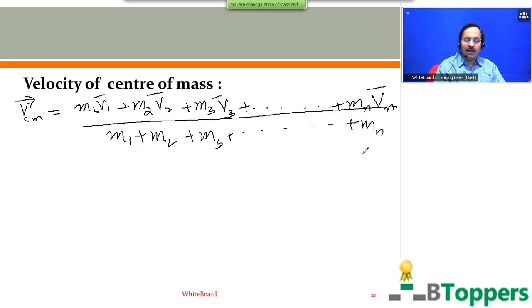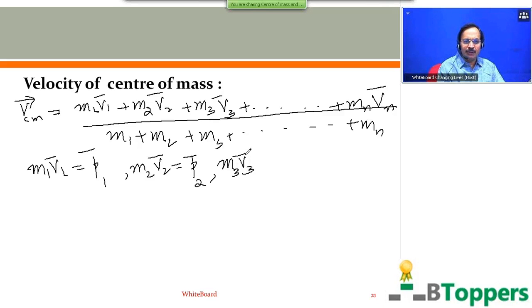As you know, the product of the mass of the particle and the linear velocity vector of the particle is called the linear momentum of the particle, denoted by P bar. The product m1 v1 bar gives you the linear momentum of the first particle of mass m1, denoted by P1 bar. The product m2 v2 bar gives you the linear momentum vector of the second particle of mass m2, denoted by P2 bar.